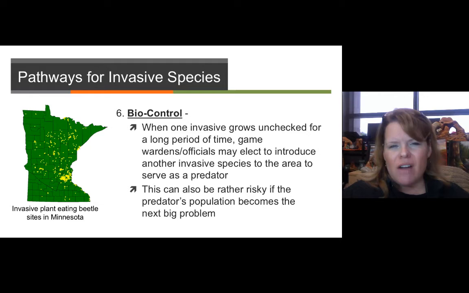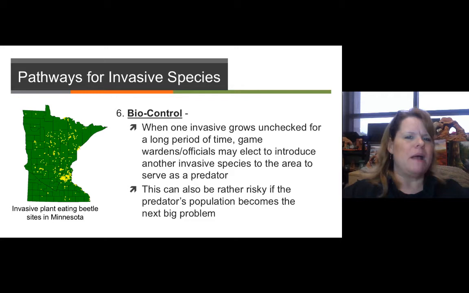This can be rather risky if the predator's population becomes the next big problem. So you have to counterbalance. An ecosystem needs a sense of balance. And if you get one side overdone, like you get the herbivores way out of check and the predators are too low, or vice versa, you're going to have a long-term ecological imbalance.